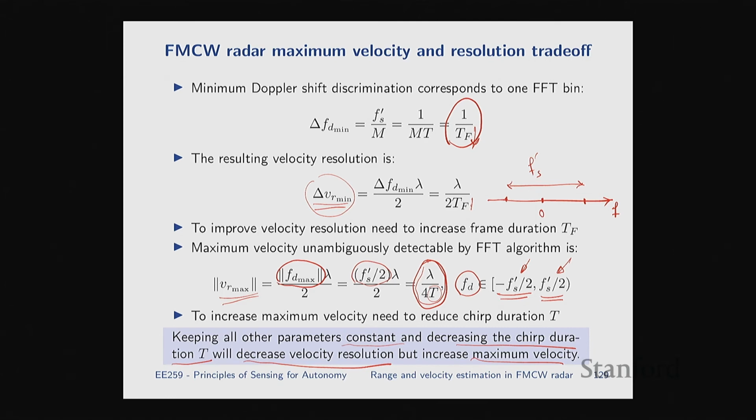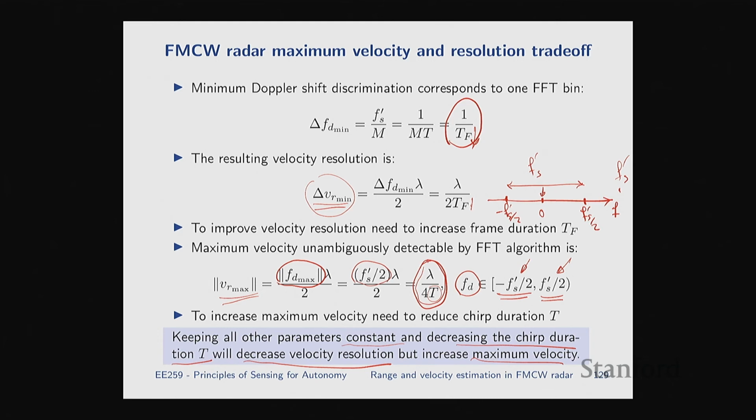If you know the frequency you're looking for is always positive, you want to start at 0, and then you go all the way to f prime s. But for velocity, we know it can be positive or negative because the target can come towards you or go away from you. So then you make it symmetric. You start at minus f prime s over 2, and then you search all the way to f prime s over 2.